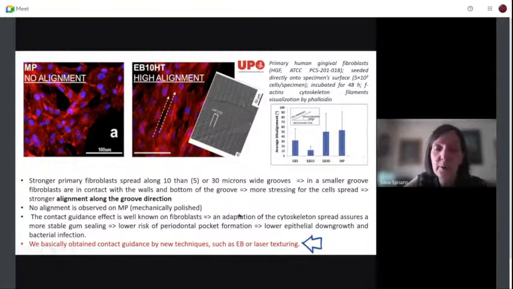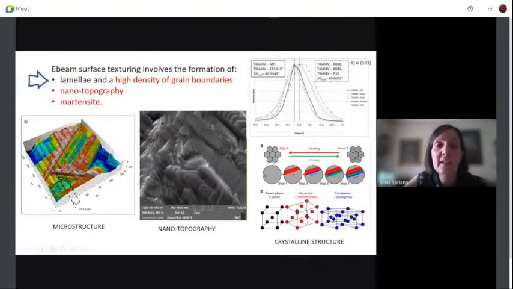With this effect, we have a more stable gum sealing and a lower risk of periodontal pocket formation, and so at the end, lower epithelial downgrowth and bacterial infection. This is already known in the literature. What we explored as a new outcome is to obtain this effect by new techniques such as E-beam and laser texturing. But the E-beam surface texturing has also several other effects.